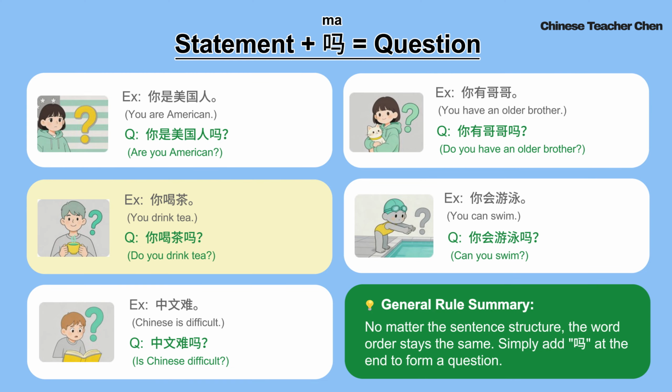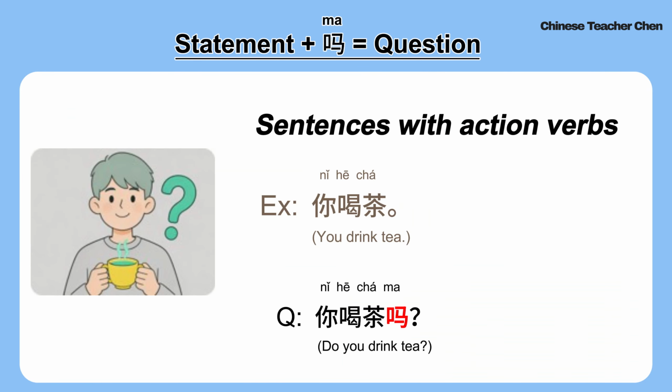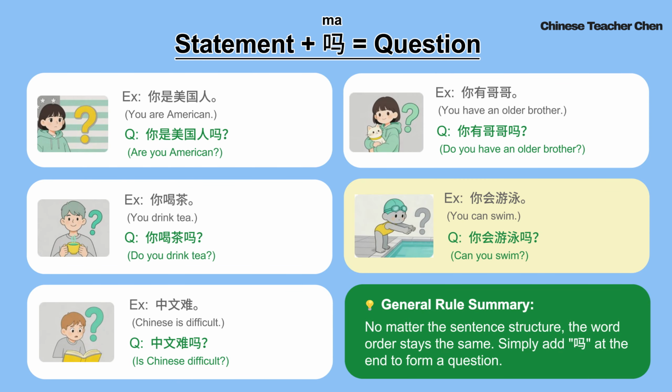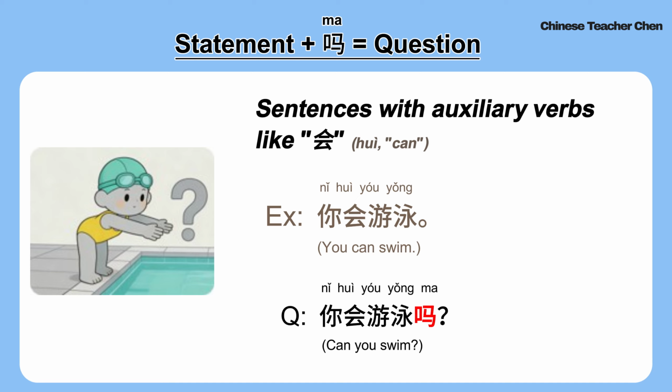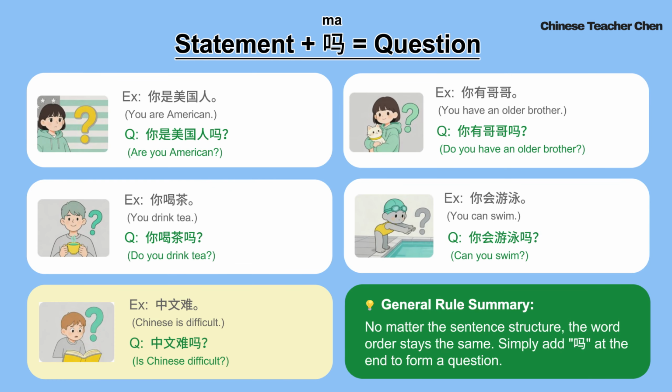Now, sentences with action verbs. The statement is 你喝茶, meaning you drink tea. Turning it into a question, we get 你喝茶吗? Meaning, do you drink tea? Then, sentences with auxiliary verbs like 会, which means can. The statement is 你会游泳, meaning you can swim. Turning it into a question, we get 你会游泳吗? Meaning, can you swim?